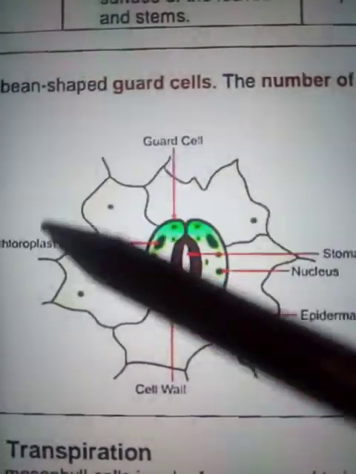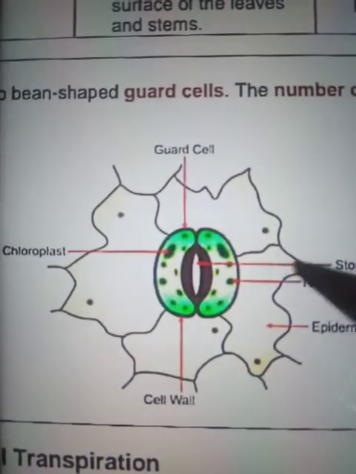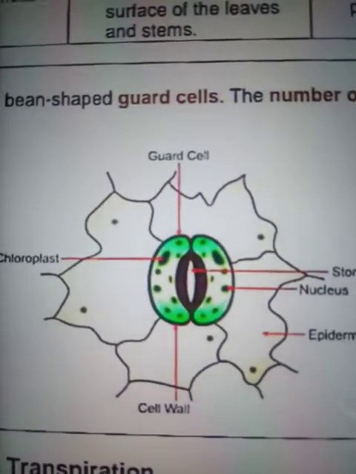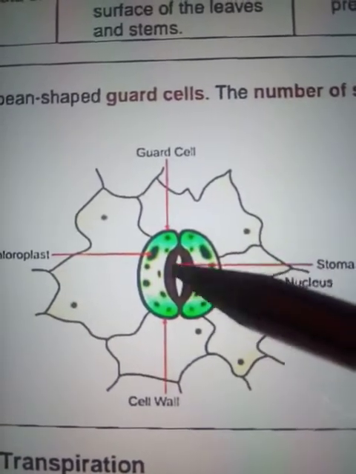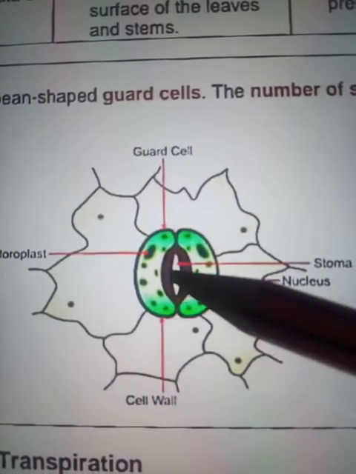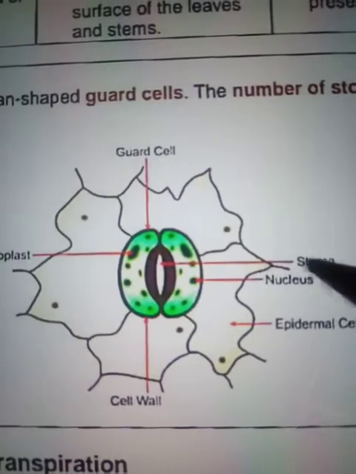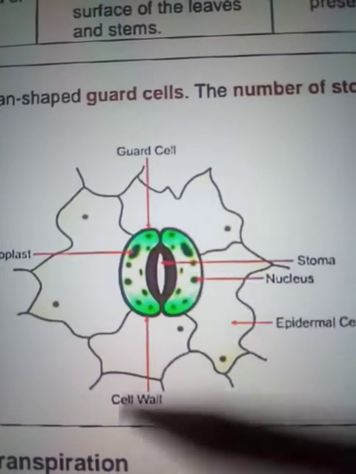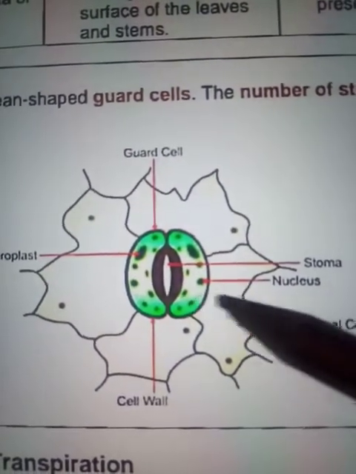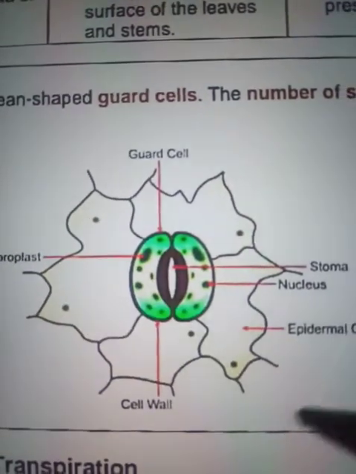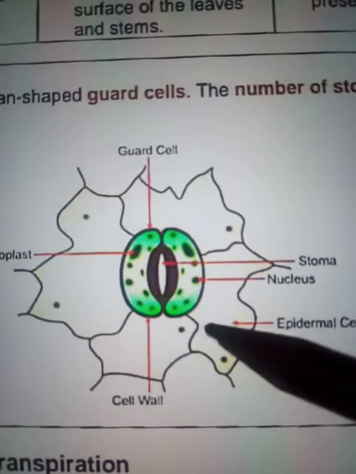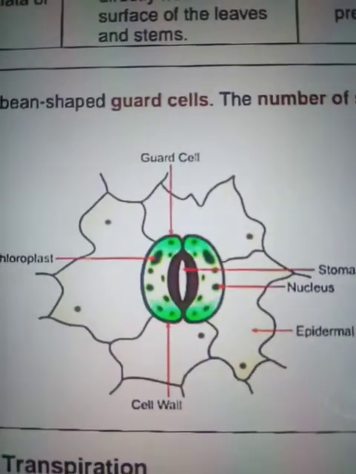This is the structure through which stomatal transpiration takes place. Two guard cells. In between, this hollow space is known as the stoma, through which the water vapor comes out. You can see on the guard cells there are nucleus and chloroplast present, and this is the epidermal cell, that is the outer layer of the leaf.